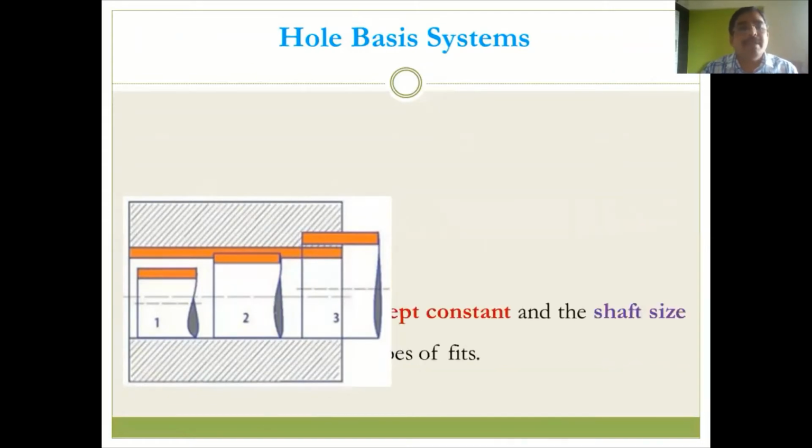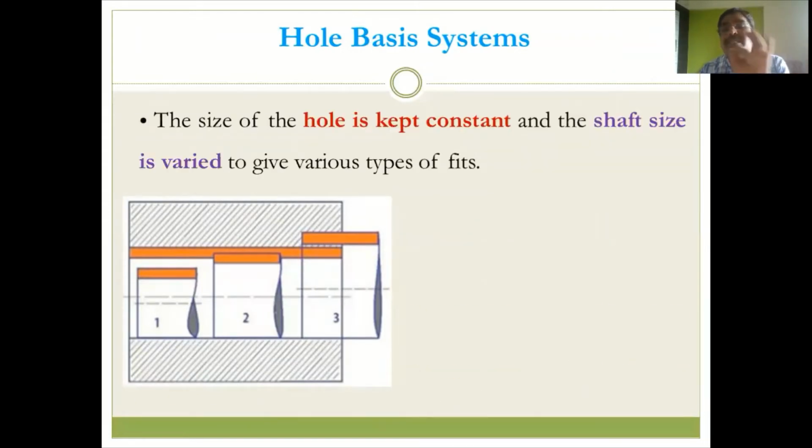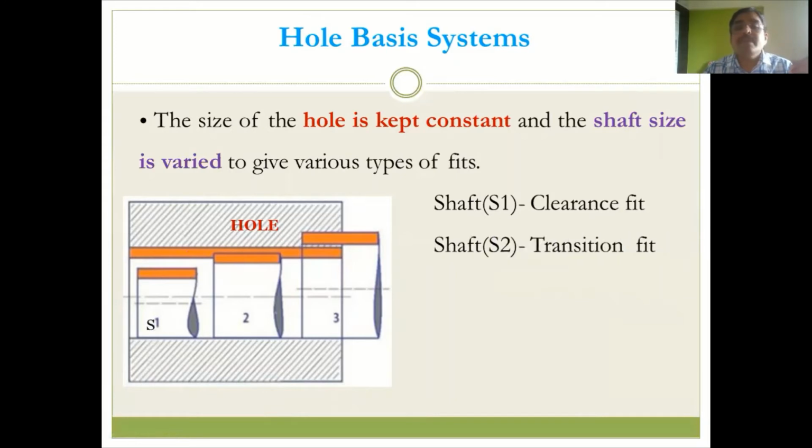It's very simple. Here in the hole basis system, the hole is a constant member. Means I'm keeping this hole constant, and we are varying the size of the shaft to get different types of fits. Suppose I say shaft 1 shows the clearance. Is it possible here? Yes. The shaft is smaller than the hole, so naturally we will get a clearance. In the second case, I have shown shaft 2, that is a transition fit, because there is a positive or a negative clearance here. So naturally we get a transition fit.